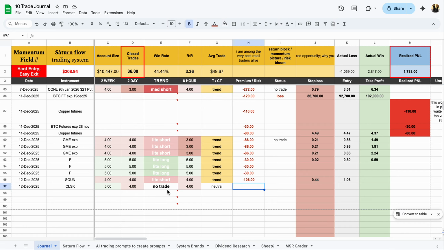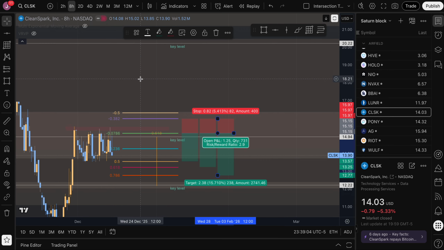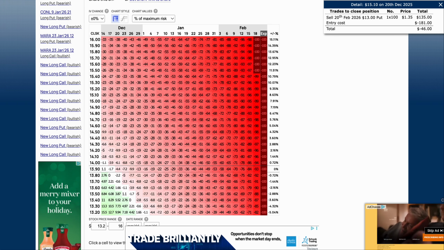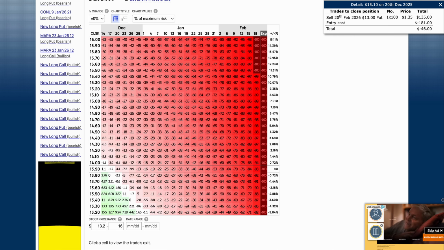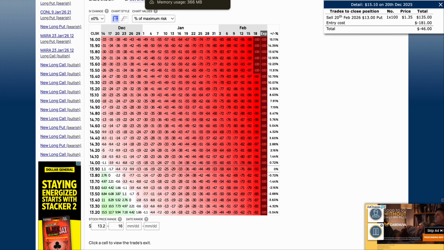So going to the journal, entry would be $1.35. That's also going to be the max loss, $135. Let's see. And then, so that's out to Feb 20.